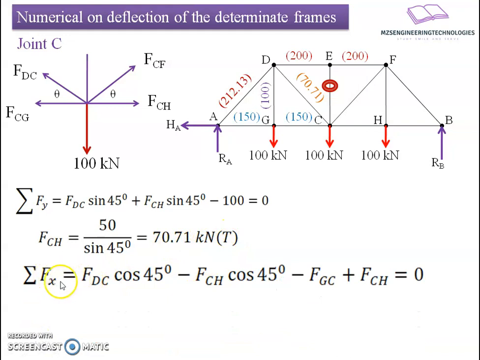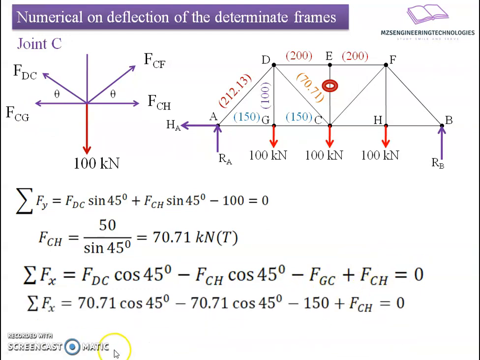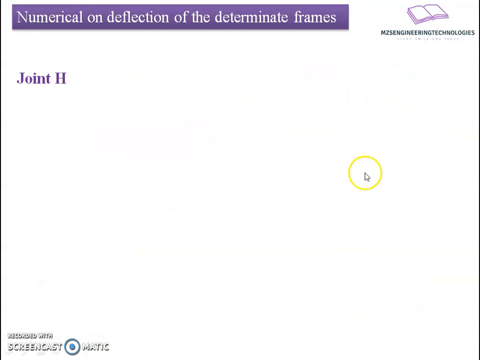Now I will take summation of forces in horizontal direction. I will take the components here: FDC cos theta is going towards the left hand side, FCF cos theta is going towards the right hand side. They are going to counterbalance each other, whereas FCH and FCG will be there, and there will be equilibrium between these two. They will be equal in magnitude but opposite in direction here. So it results in a value FCH equals 150 kilonewton tensile in nature. Now I will put these values on the figure and move towards the next joint, joint H.